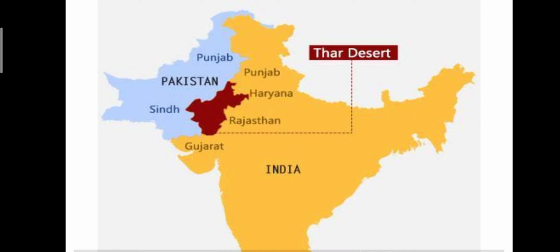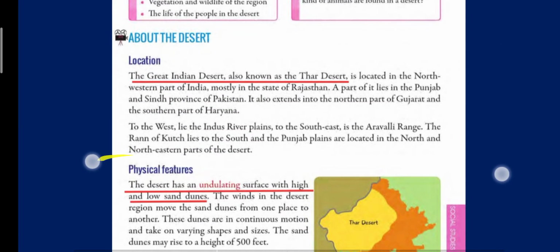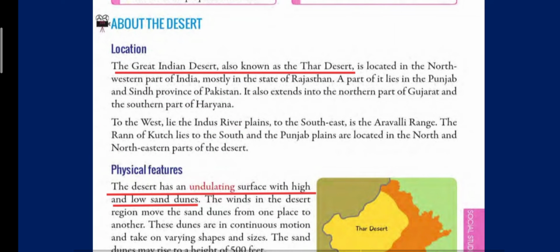Now let us continue reading. To the west lies the Indus River Plains. To the southeast is the Aravalli Range. The Run of Kutch lies to the south, and the Punjab Plains are located in the north and the northeastern part of the desert. Now, coming to what other things are found around this desert.